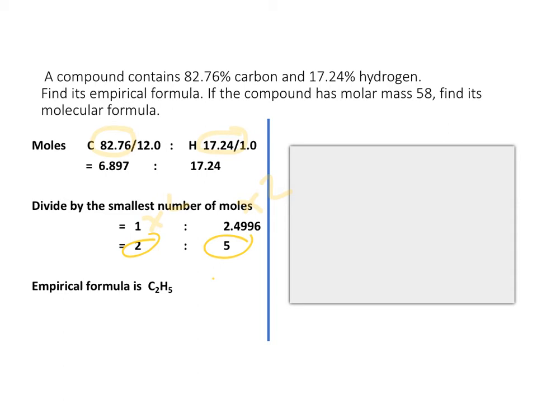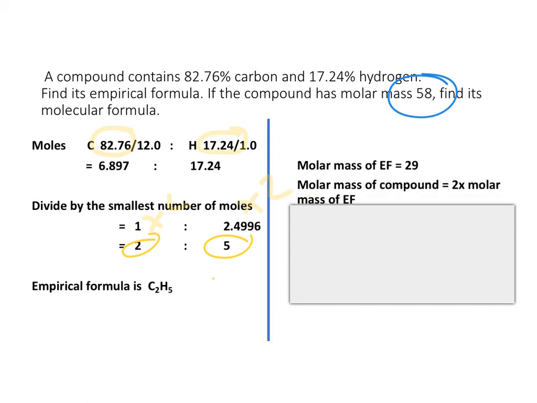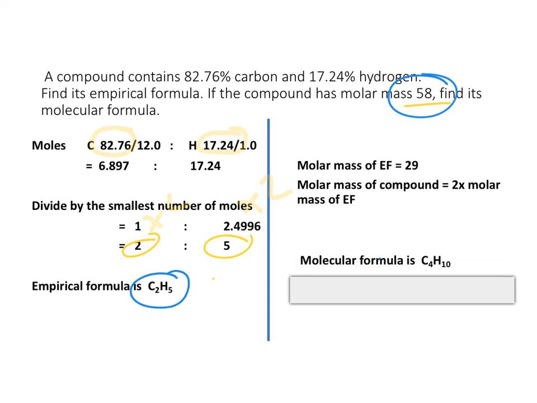Once we've got that, we can now work out its molecular formula, because they've given us the molar mass, which is 58. If we add up 2 carbons and 5 hydrogens, we can see that that does not come to 58. C2H5 comes to 29, the mass of the empirical formula, which is half what our molar mass is supposed to be, 58. So what we need to do is times our empirical formula by 2. And if we do that, we will find C4H10 as our molecular formula.